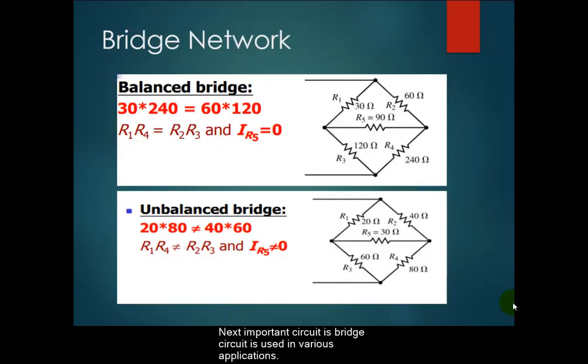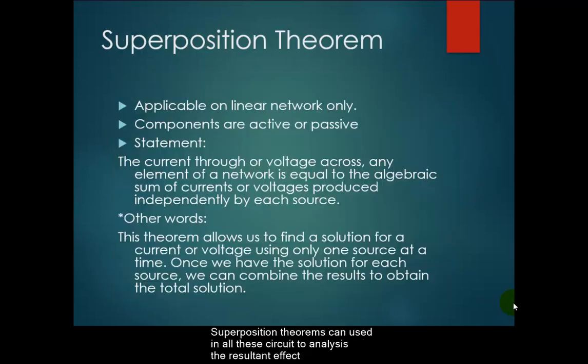The next important circuit is the bridge circuit. It is used in various applications, and analysis is required for the bridge network in balanced and unbalanced conditions. The superposition theorem can be used in all these circuits to analyze the resultant effect of voltage and current for two or more than two sources in a network or circuit. Always remember that the superposition theorem is used only for linear networks.